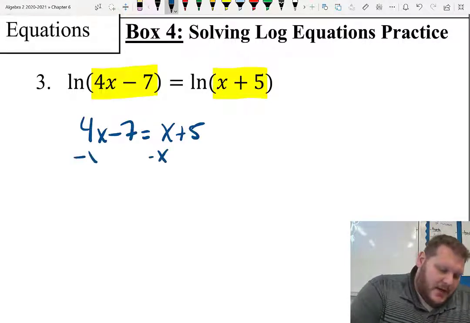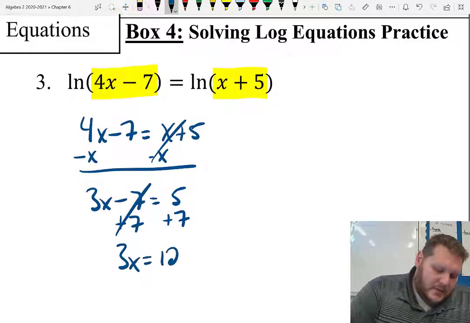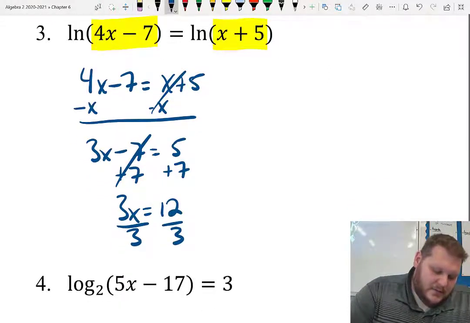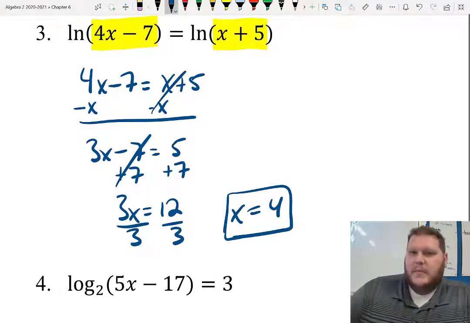So I'm going to subtract x on both sides. That gives me 3x minus 7 equals 5. I add 7 on both sides. That gives me 3x equals 12. I divide by 3, and I get that, I'll write it over here, x has to be positive 4. Positive 4 for my x value.